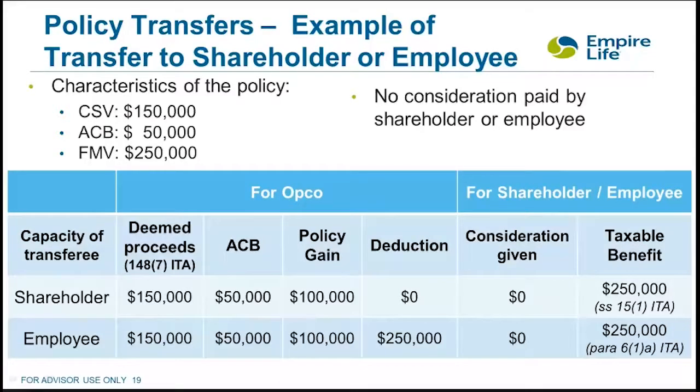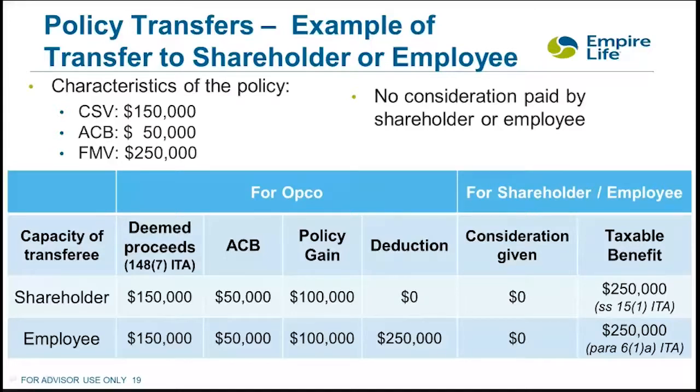We can see from the table the taxable benefit that results from the transfer is the same, $250,000 for a shareholder or an employee. The only difference is the section that will lead to income inclusion. As we saw, the amount of $250,000 will have to be included by virtue of 15(1) when the policy is transferred to a shareholder, while it's included under 6(1)(a) when it's transferred to an employee.